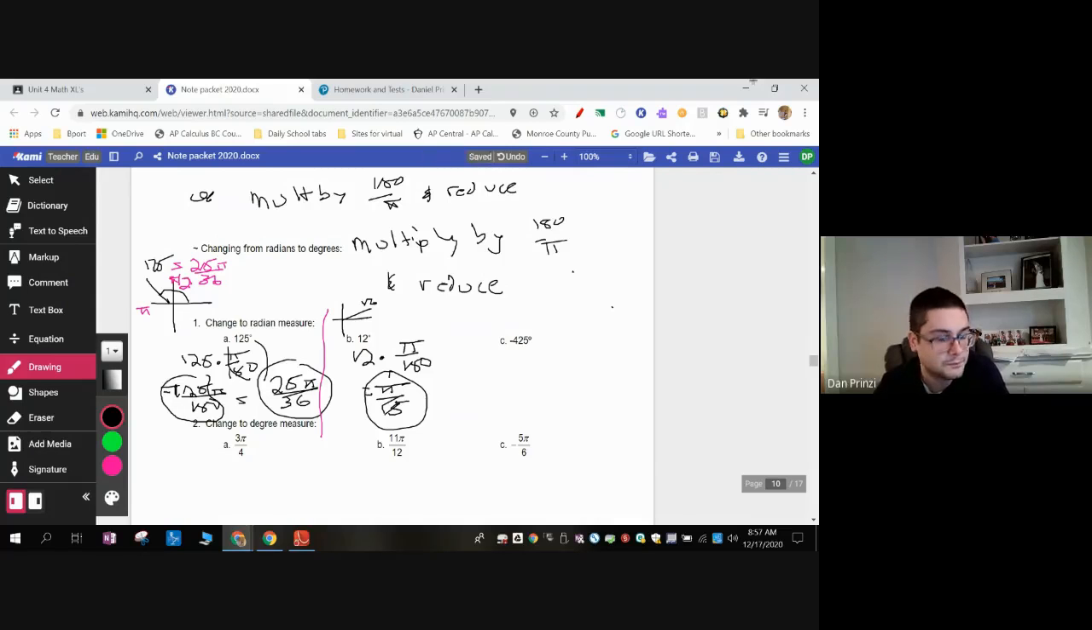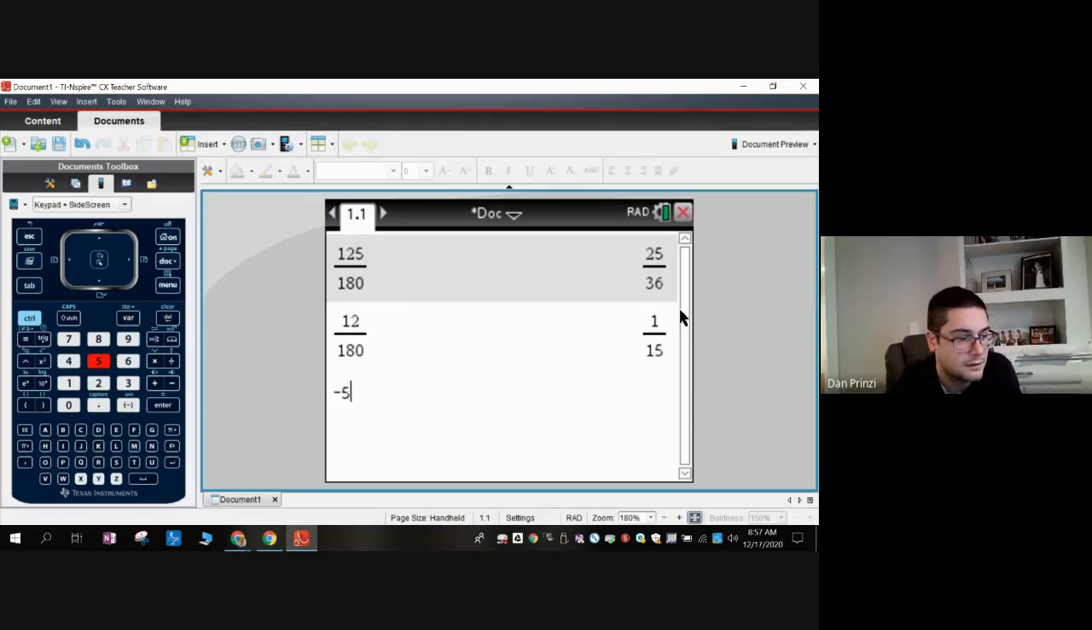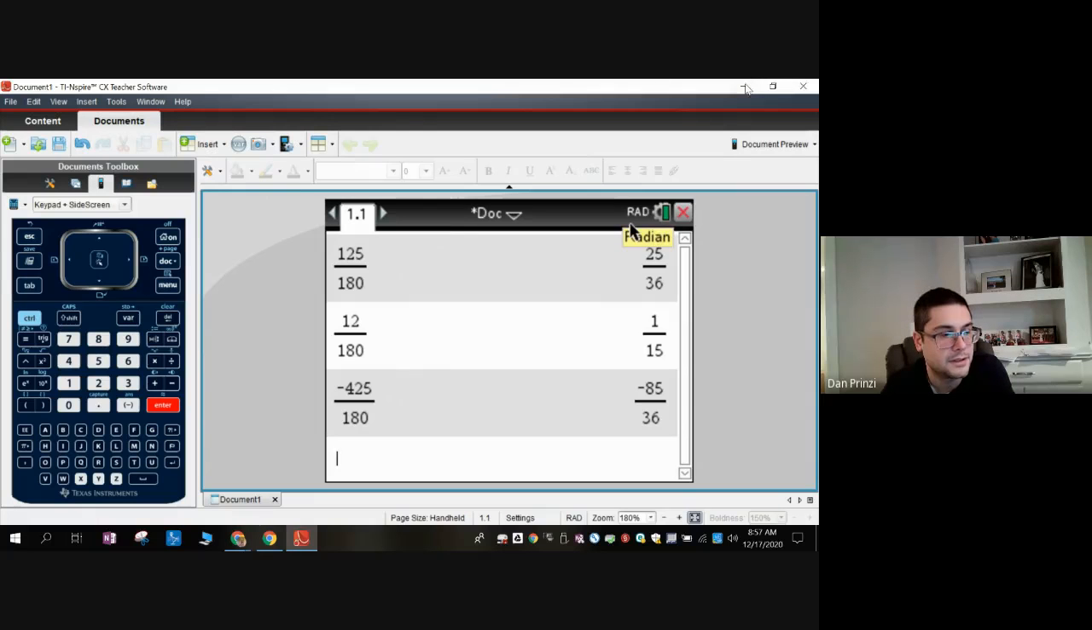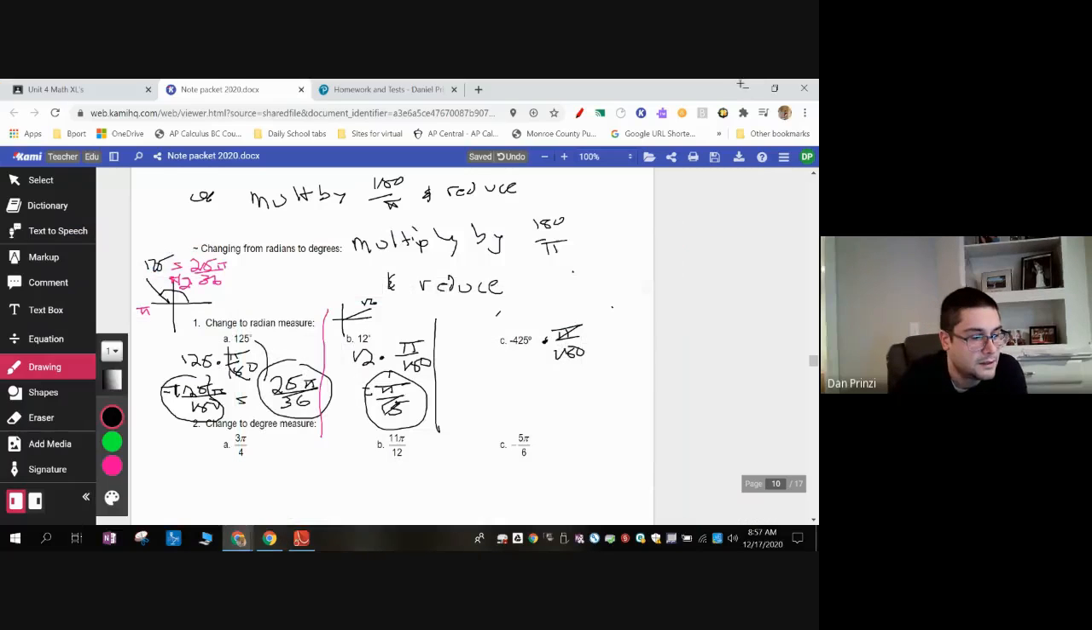And the last one, negative 425. If you wanted to, you could do it times pi over 180. And then what happens is if you reduce these down, you're going to have a negative angle, and that's okay. You get negative 85 over 36.